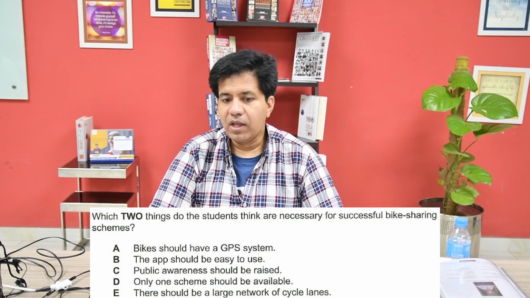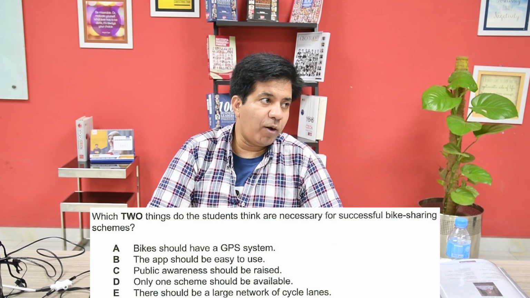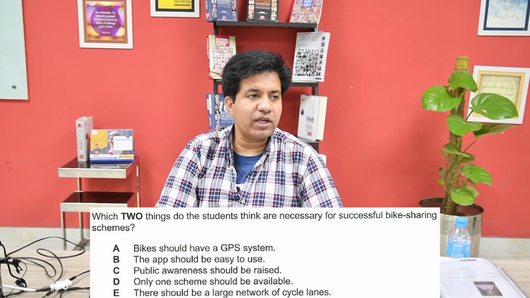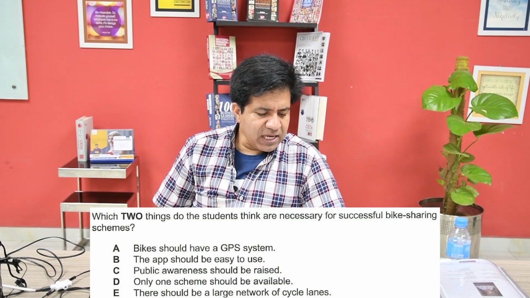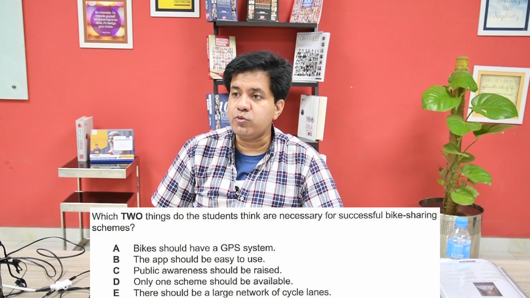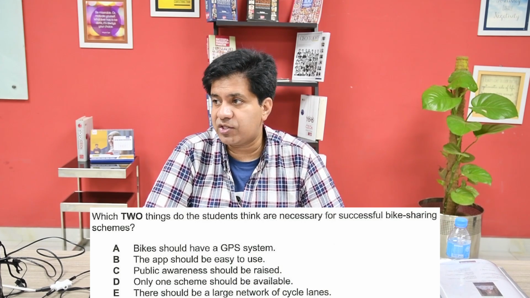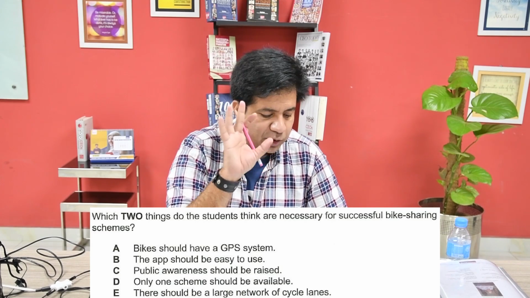So, option B and option C actually. B for boy and C for cat. Don't worry, I'll tell you why. B is app should be easy to use. Okay, and C is public awareness should be raised. They spoke about it. Now listen, do one thing.